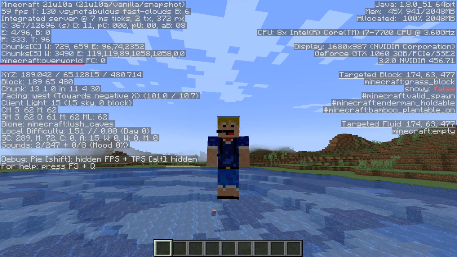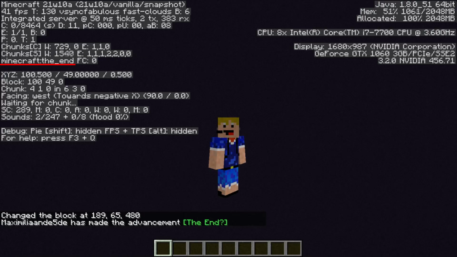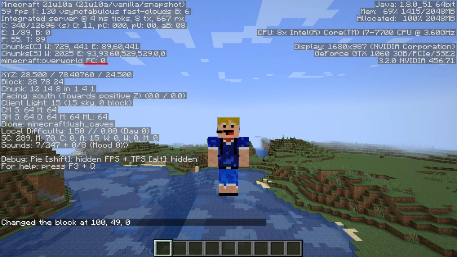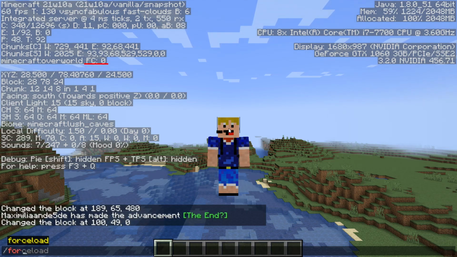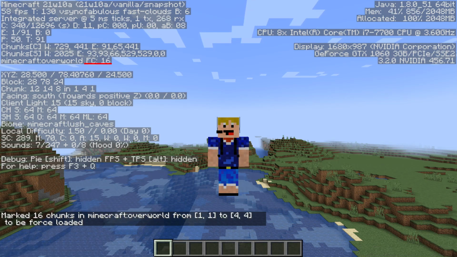So first of all, it says Minecraft Overworld. If we switch over to the end, for example, here we go, we will see that it says Minecraft the End. And next to that it says FC, and FC is the number of chunks that are force loaded in your world, and you can force load a chunk by using the force load command. So let's force load some chunks, and you will see that now the number of force loaded chunks is 16.